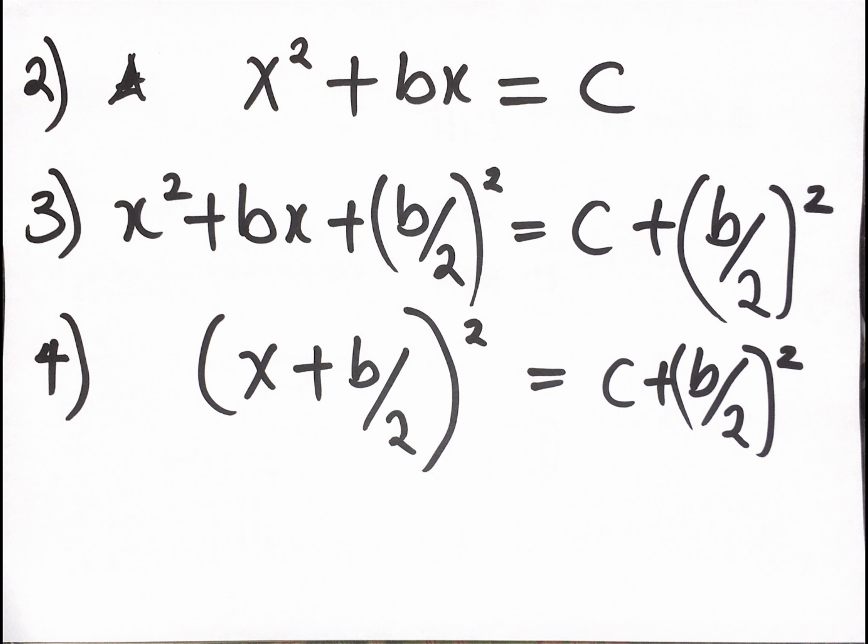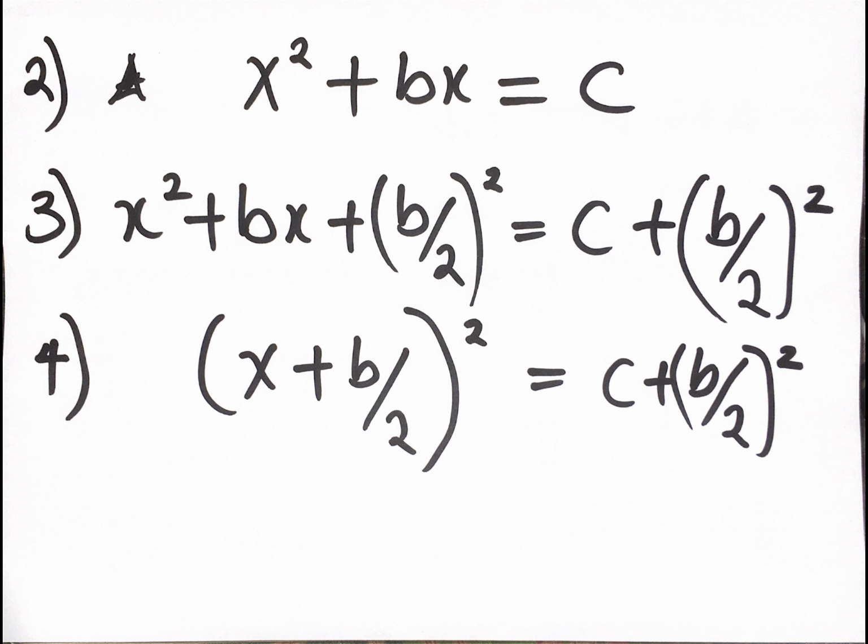The next step, you have to take c to the right side of the equal sign, so that your equation changes to x squared plus bx is equal to c. Step 3, you have to add b over 2 squared to both sides. Then, after adding b over 2 squared to both sides, you are going to have x squared plus bx plus b over 2 squared is equal to c plus b over 2 squared.